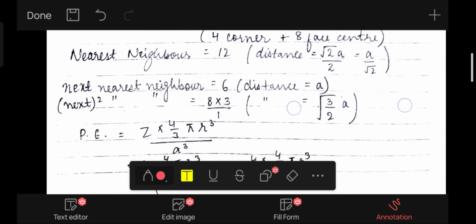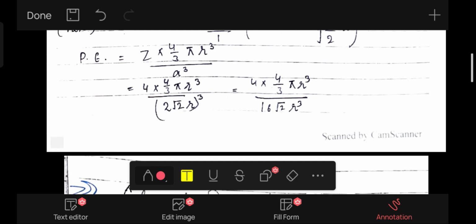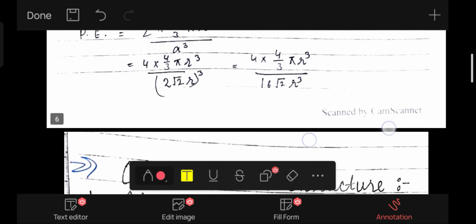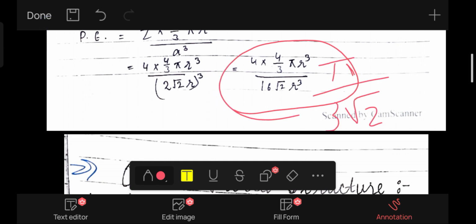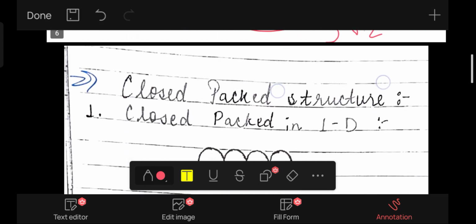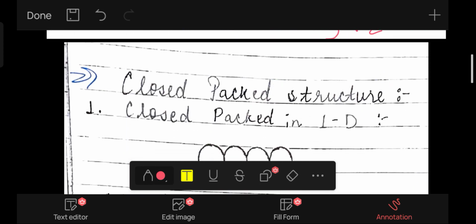Okay, and what else? Packing efficiency, how much is it? 4 into 4 by 3, that makes it pi by 3 root 2. So that will be about 74 percent, and yep, that's it. Now moving on to the next one, we have close packed structures. Now I guess we will be seeing this in part 3.